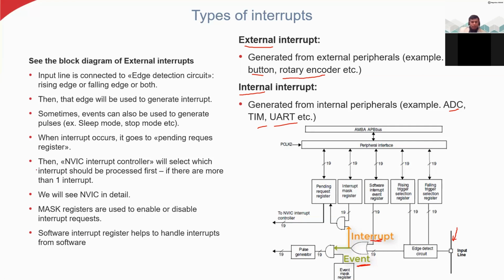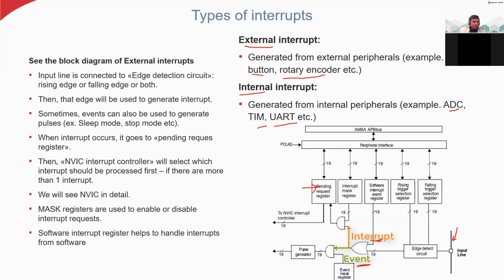Okay, so when an interrupt occurs, it goes to the pending request register. This is the pending request register whenever the interrupt occurs. Here we have the input line. The interrupt is coming, going through this OR gate, then through this AND gate, and then going to this pending request register. We have this register because we need to temporarily store the interrupt signal until the CPU comes and picks up this interrupt.